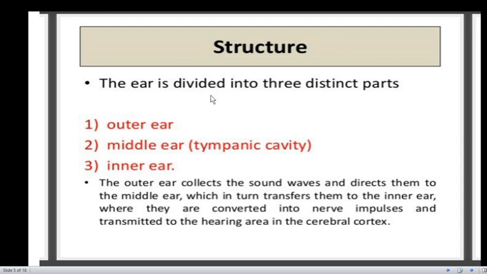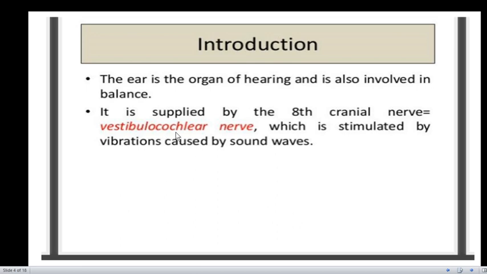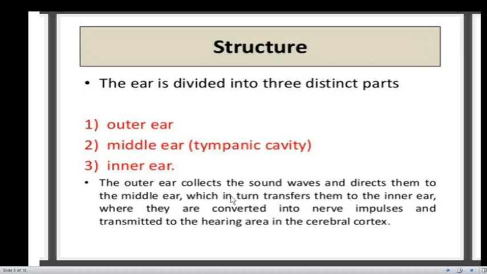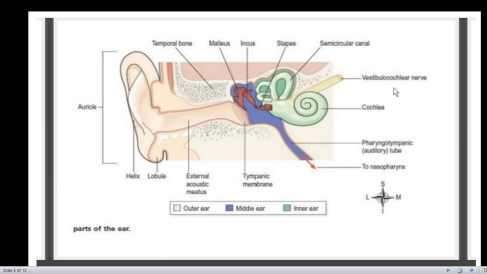Okay, so you can see that the ear is divided into three parts: the outer ear, middle ear, and the inner ear. So the outer ear will be collecting all the sound waves, and these sound waves will be directed to the middle ear, and from the middle ear it will be transmitted to the inner ear, and from here, the vestibulocochlear nerve will be converting it into nerve impulses, and finally it reaches the brain, and that too the cerebral cortex. So this is the structure.